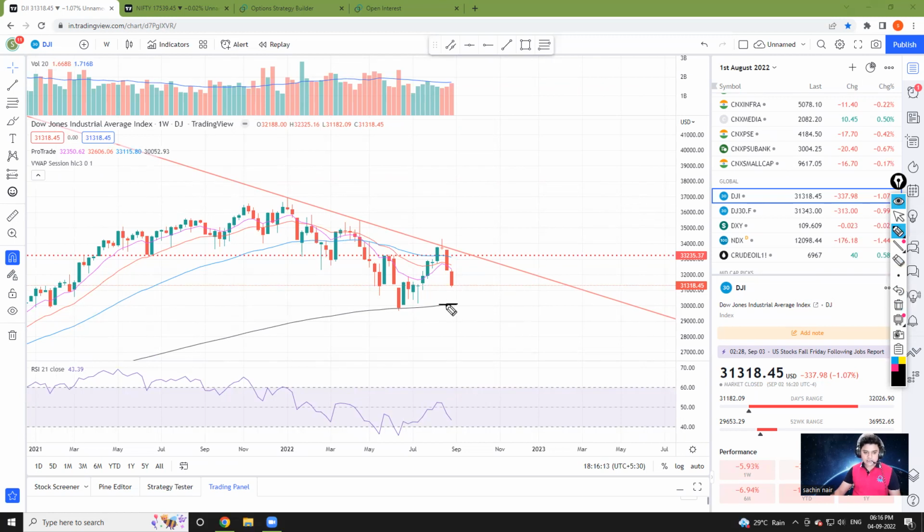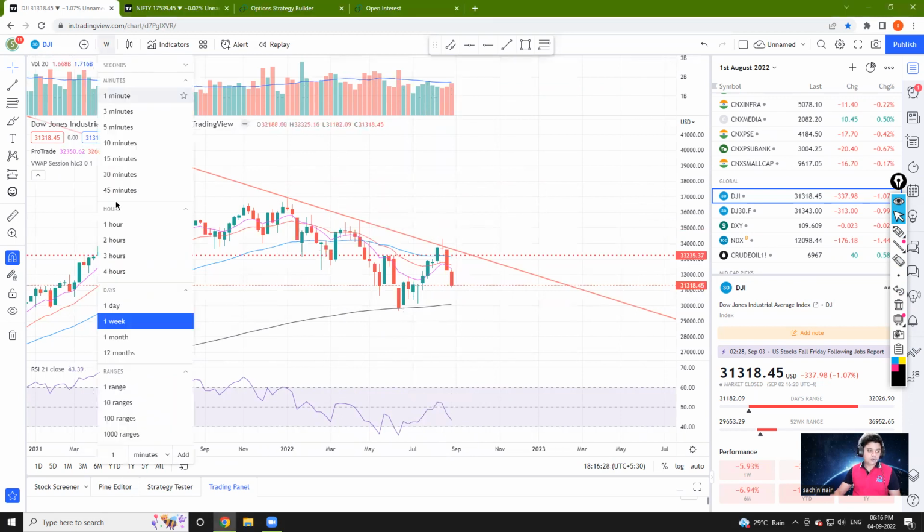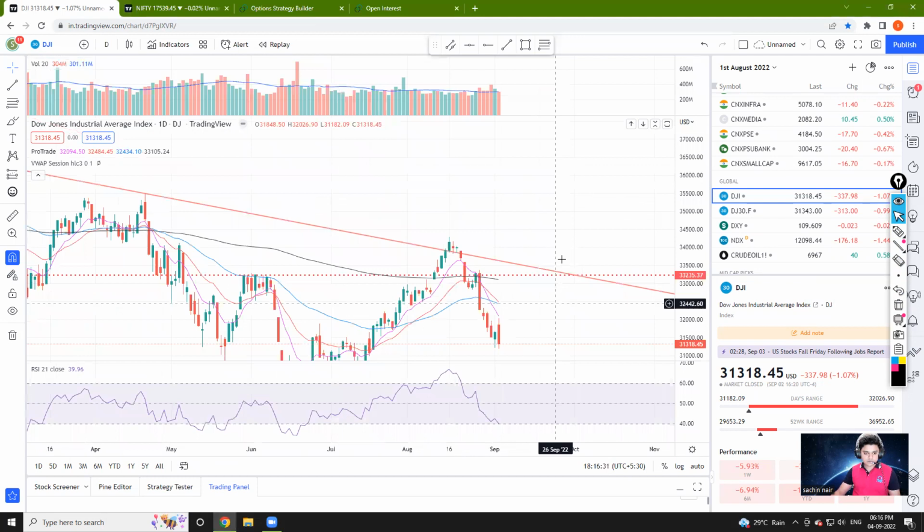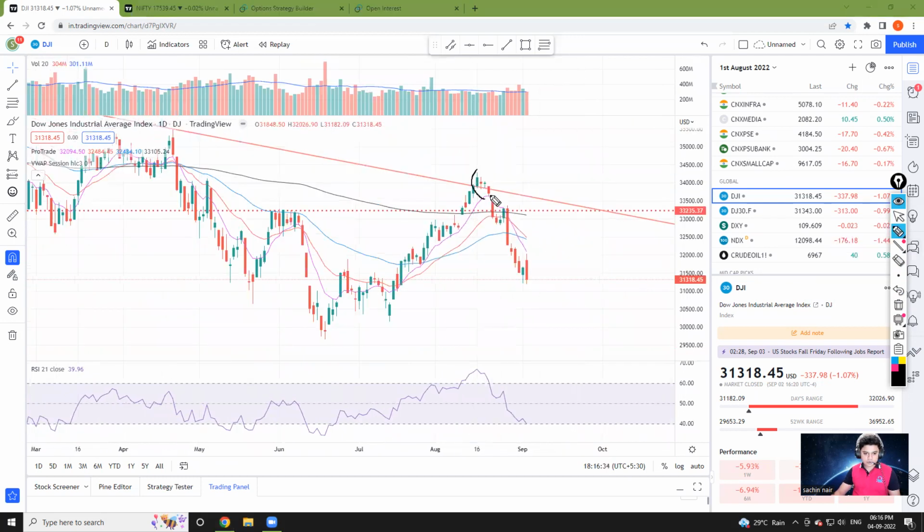As per weekly chart, our support will be somewhere around here. Exact अगर मैं आपको level बताऊं, somewhere around 30,099. This is the level that we're looking at in Dow Jones. It is confirm downtrend. If I go to the daily chart, as per the daily chart, you can see we have a breakout failure here of the trend line.